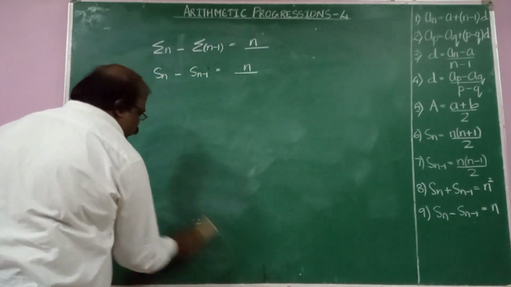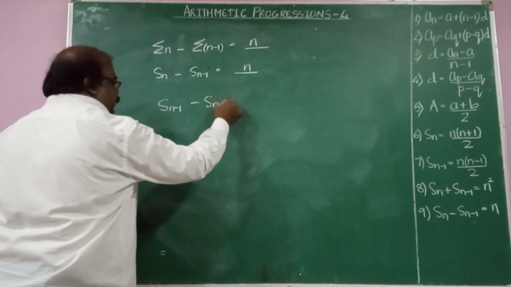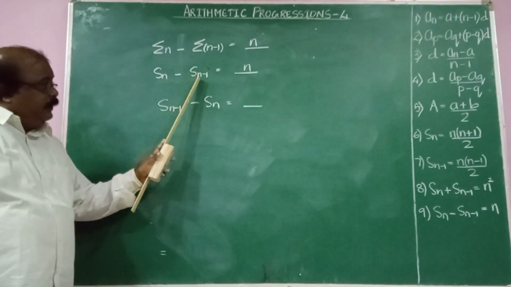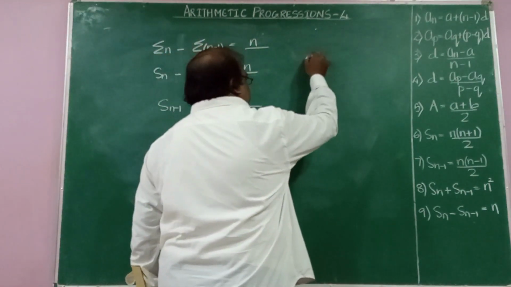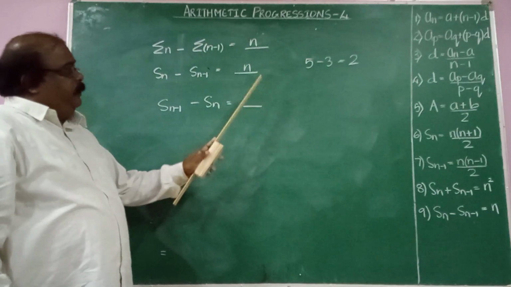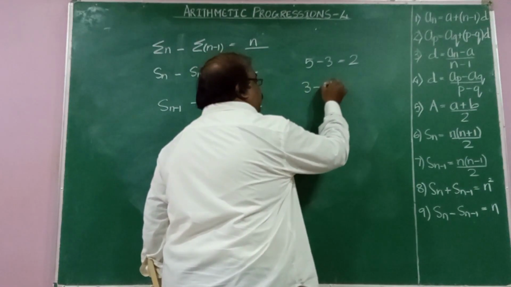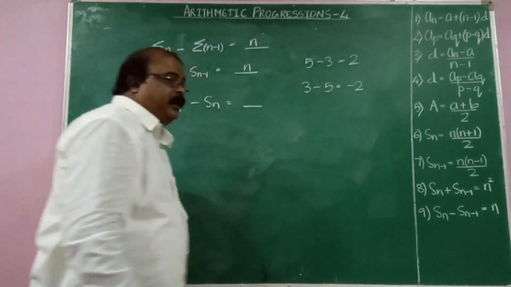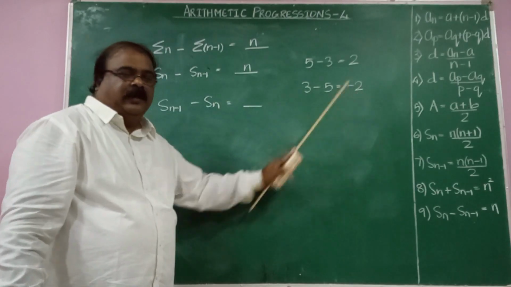If I ask you what is S(n-1) minus Sn equal to? Remember, Sn minus S(n-1) is n. I am asking you a simple question. 5 minus 3, you know is 2. If I ask you the reverse way, what is 3 minus 5? What should be my answer? Minus 2. Am I right? If you know that 5 minus 3 is 2, 3 minus 5 has to be minus 2.